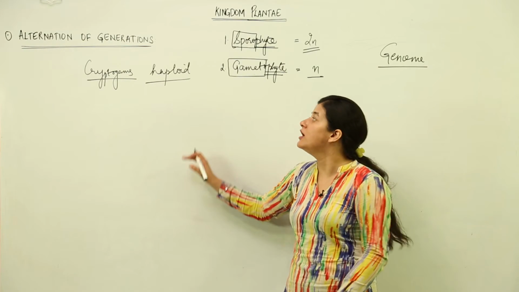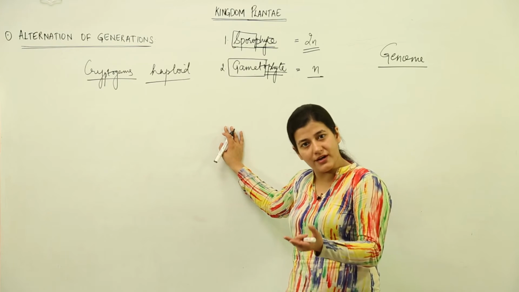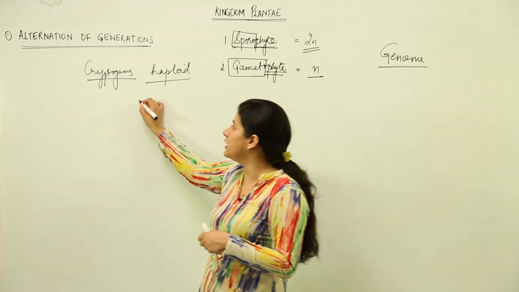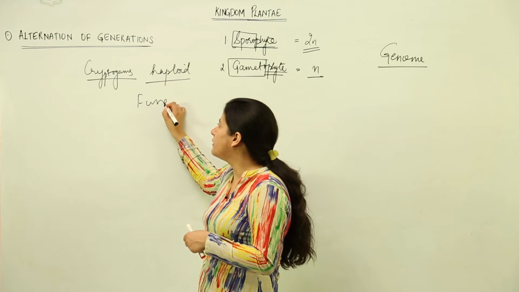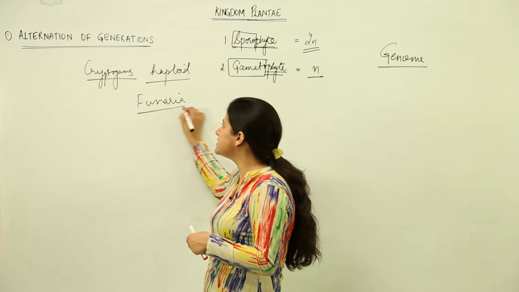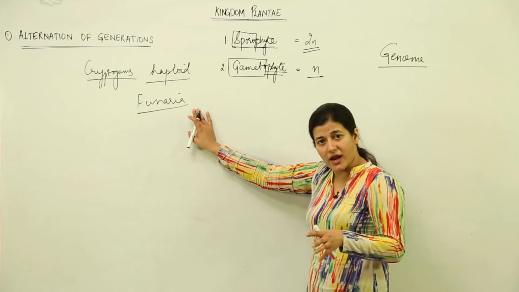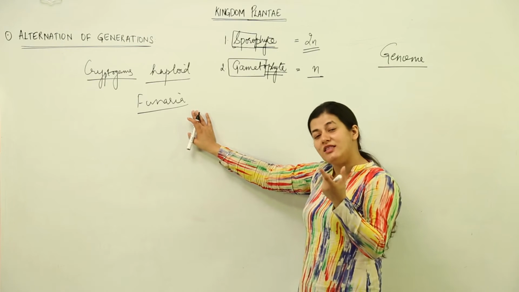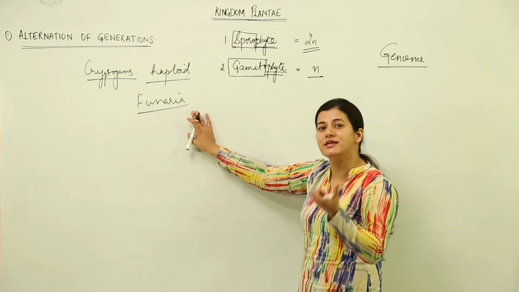is reduced to cellular level. But in case you are having a bryophyte in your hand, let's say a liverwort, for example Funaria, which is an example of a bryophyte, that Funaria would be haploid. You cannot see its gametophytic generation. The main plant body is haploid.